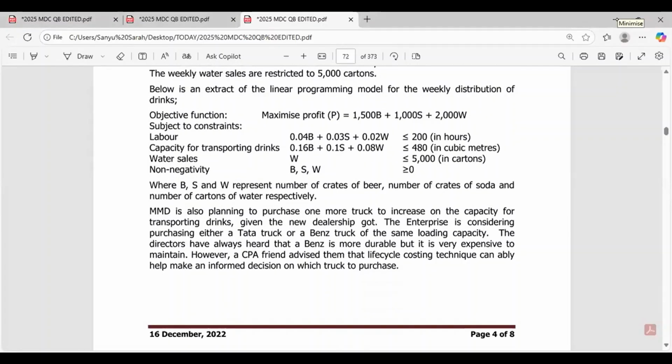Below is an extract of the linear programming model for the weekly distribution of drinks. So objective function, maximize P = 1,500B + 1,000S + 2,000W, subject to constraints: labor, capacity for transporting drinks, water sales, and then the non-negativity. Then they said where B, S, and W represent the number of crates of beer, number of crates of soda, and number of cartons of water respectively.